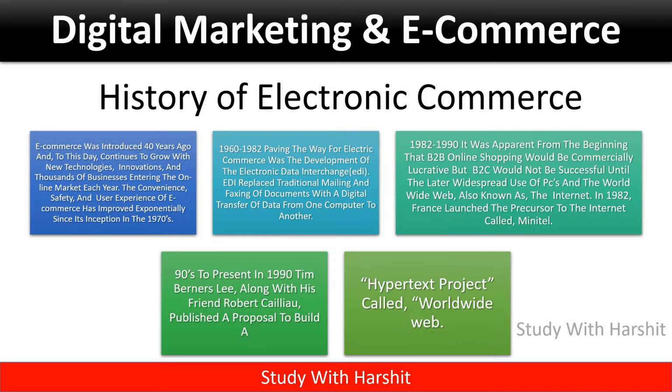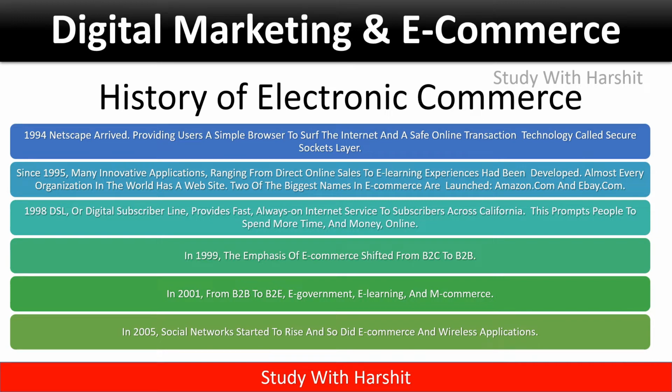In the 1990s, Tim Berners-Lee, along with his friend Robert, published a proposal to build a hypertext project called the World Wide Web. In 1994, Netscape arrived, providing users a simple browser to surf the internet and a safe online transaction technology called Secure Socket Layer. Since 1995, many innovative applications, ranging from direct online sales to e-learning, have been developed. Also, nearly every organization in the world has a website. Two of the biggest names in e-commerce, Amazon.com and eBay.com, were launched.